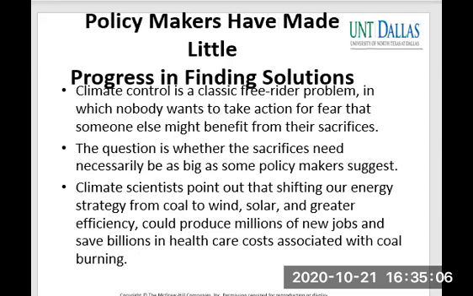Certain policymakers have made little progress in finding solutions for this global climate change. The question is whether the sacrifices need necessarily be as big as some policymakers suggest. Climate scientists point out that shifting our energy strategy from coal to wind or solar and greater efficiency could produce millions of new jobs and save billions in healthcare costs associated with coal burning.